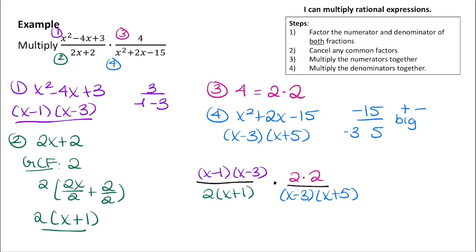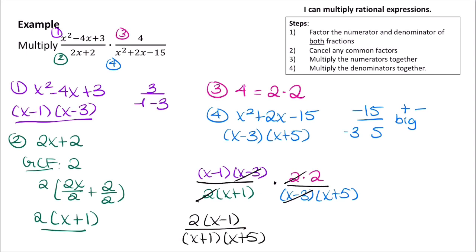Now what we're going to do is cancel common factors, but when we cancel common factors, we can only cancel them if they're on opposite sides of the fraction. So I can cancel this x minus 3 and this x minus 3, and I can cancel this 2 and 2. We don't have anything else that cancels, so our answer is now going to be 2 times x minus 1 over x plus 1 times x plus 5.